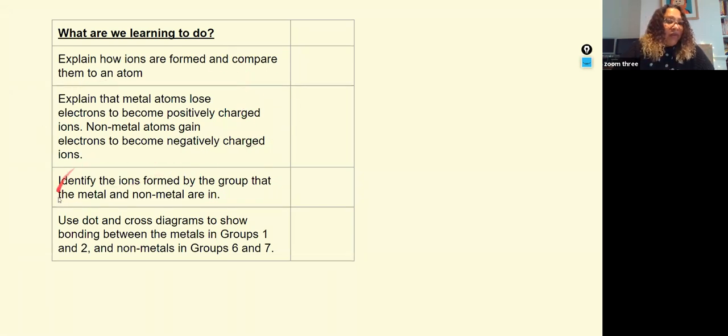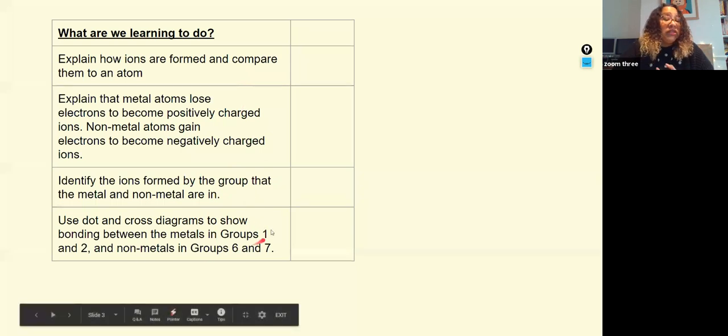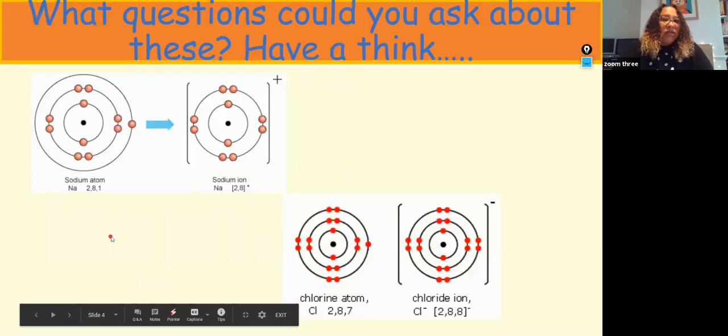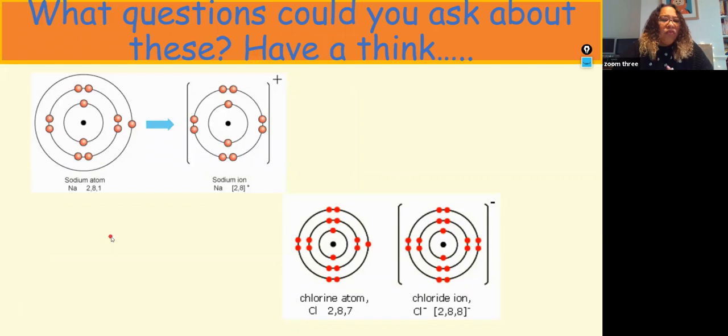You're going to identify the ions formed by the group that they're in. So what charge ions we have in group 1 and group 2 and group 7 and so forth in group 6. The ones we're focusing on and the ones that the exam board ask us to focus on are 1, 2, 6 and 7. And you're going to use dot and cross diagrams to show bonding between these groups. So I think I've already actually covered that in the beginning bit, so I'm going to move on from here.